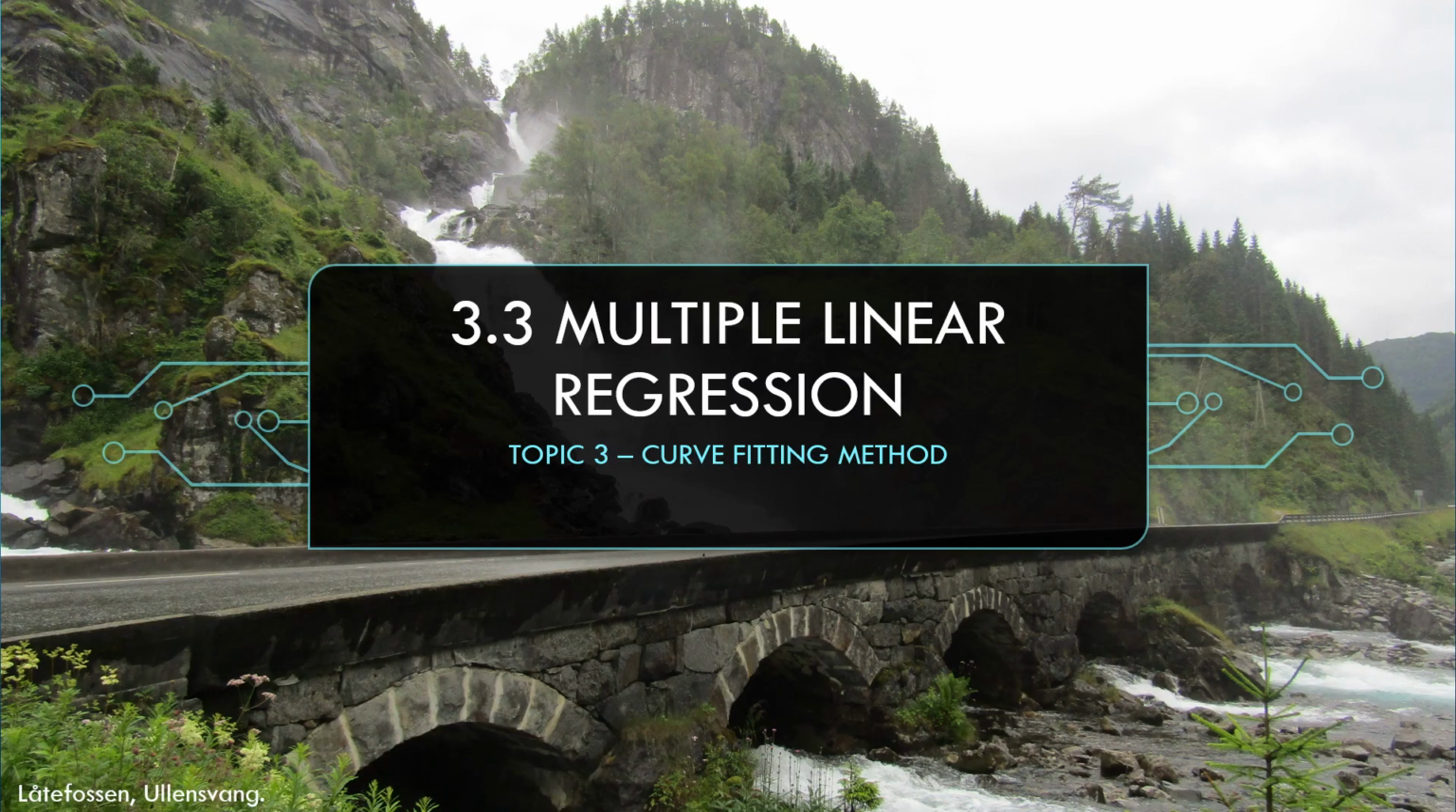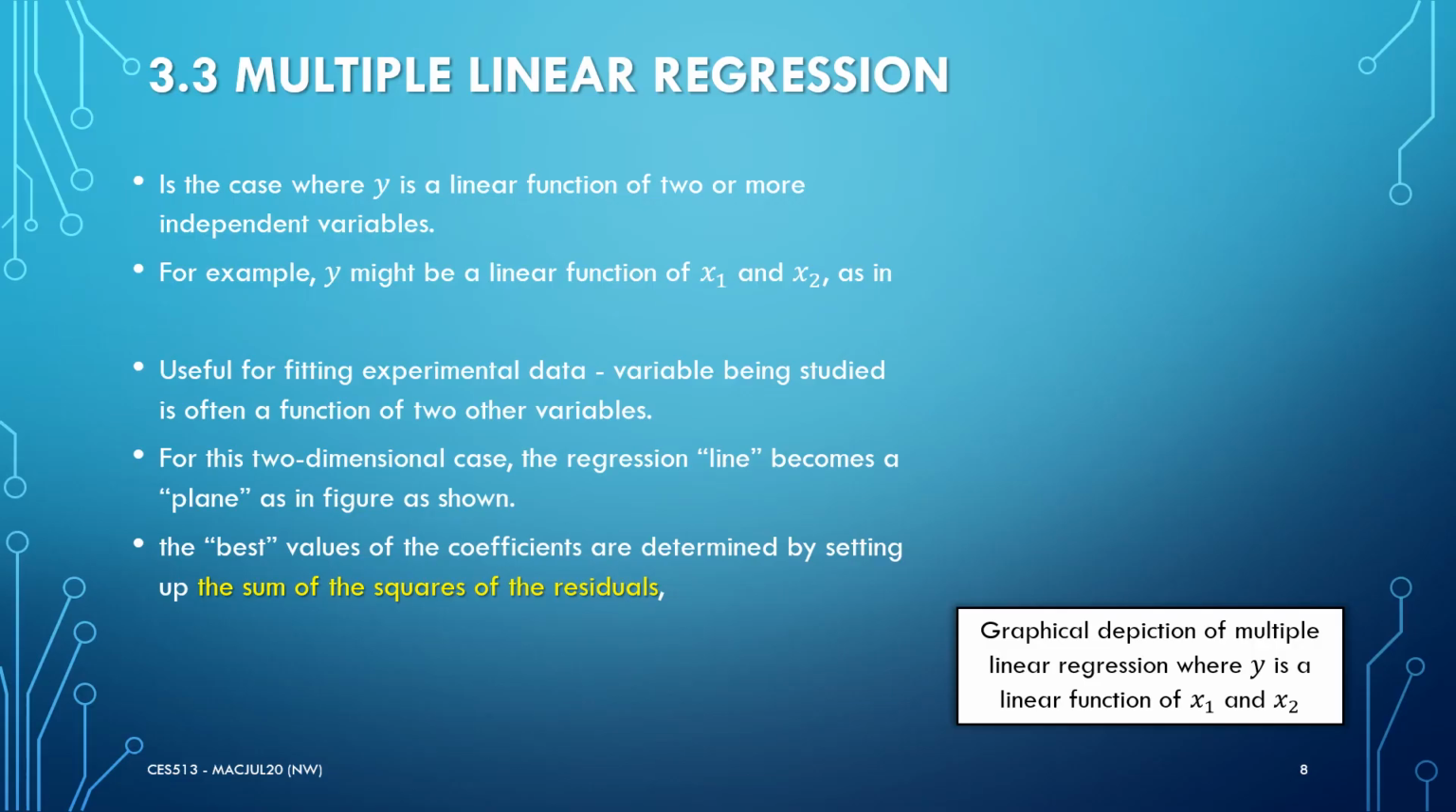Alright, the third subtopic in topic 3 for the curve fitting method is multiple linear regression. Actually we are still in linear regression, but this time we are dealing with multiple linear functions, which means 2 or more variables. So what is multiple linear regression? It is the case where y is a linear function of 2 or more independent variables. For example, y might be a linear function of x1 and x2, as shown in the equation here. So y equal to a0 plus a1x1 plus a2x2 plus e.